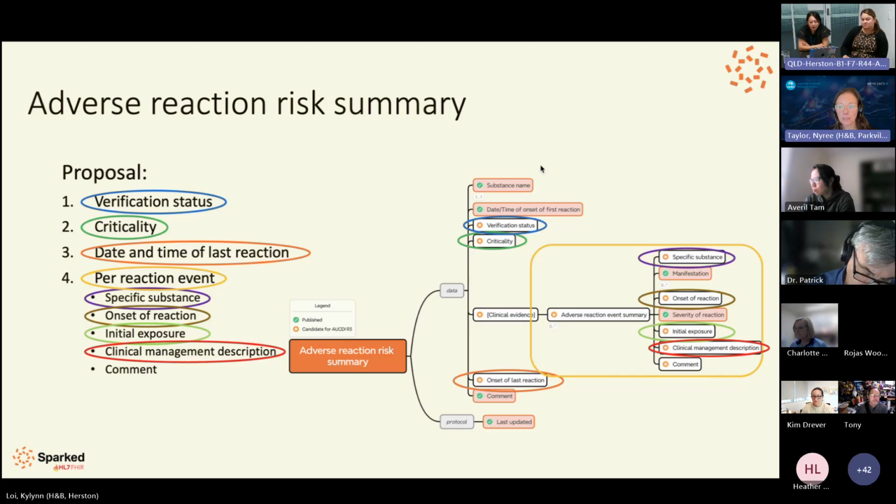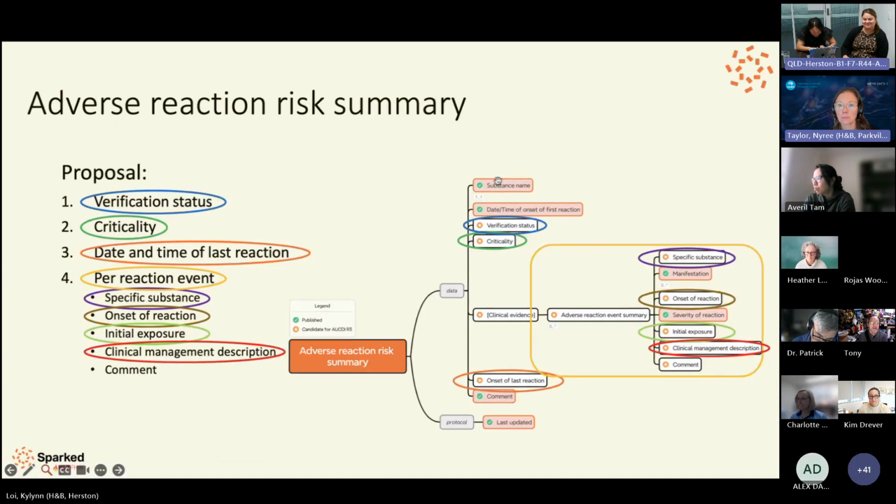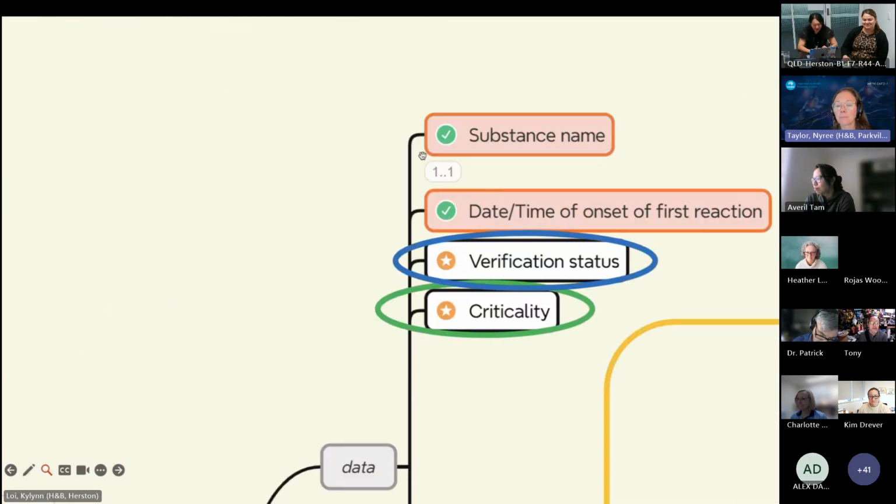The only one that's compulsory at the moment is, if you can zoom in, Kylene, at the top. Can you see the one-to-one substance name? But I'm going to defer to Heather. That's the one we've indicated needs to be mandatory. And I think Heather wanted to respond to that question, so I'll hand over to Heather.